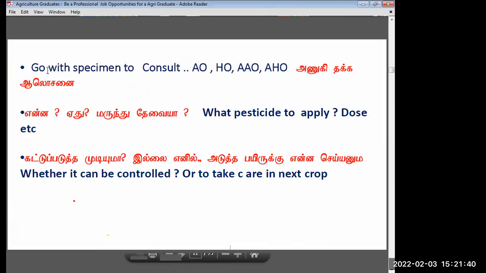We must go to the agriculture officer to ask him, sir, what is it, whether we can control it or not, or if the crop stage is almost going out, whether we have to take precaution for the next crop, or whether we can spray any pesticide, when to apply, how much to apply, whether we have to repeat the pesticide application. Likewise, you have to consult the appropriate officer to get information, and only then apply the pesticide.